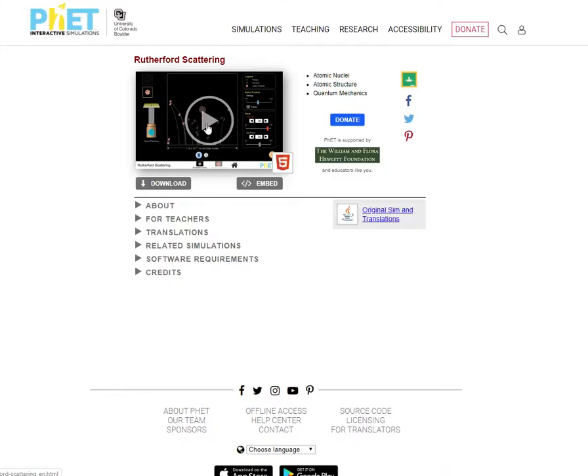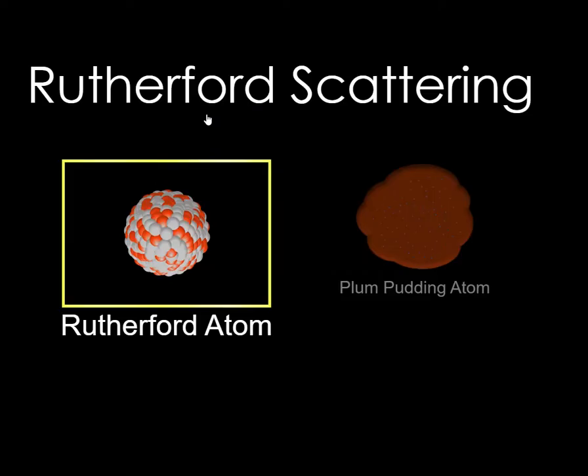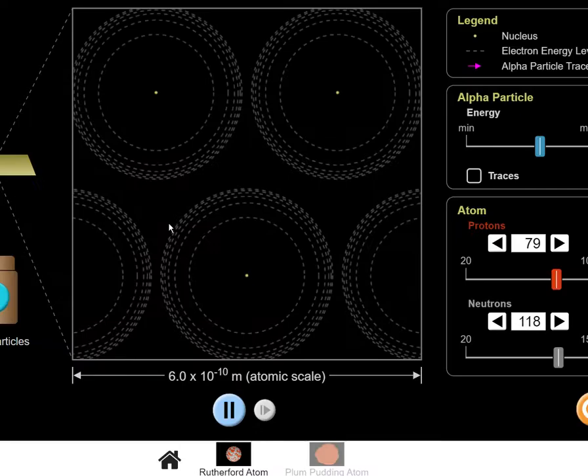So if we switch screens real quick, this is what the screen looks like when you find that PhET simulation when you go to that link. Then we click it, and it loads up the simulation for us. We're on Rutherford scattering. We're going to pick the Rutherford atom. And then we're looking at this weird screen.